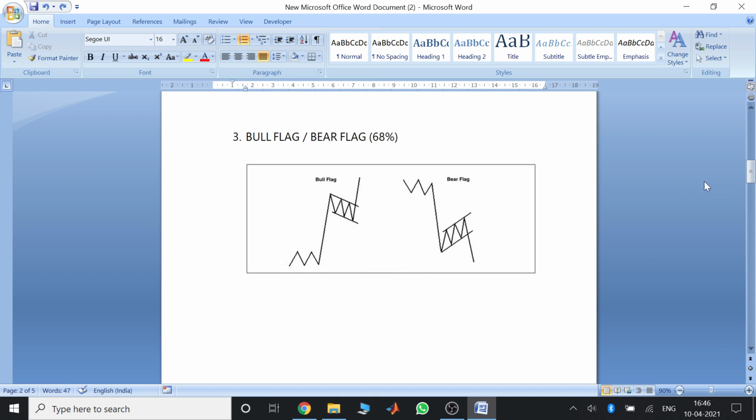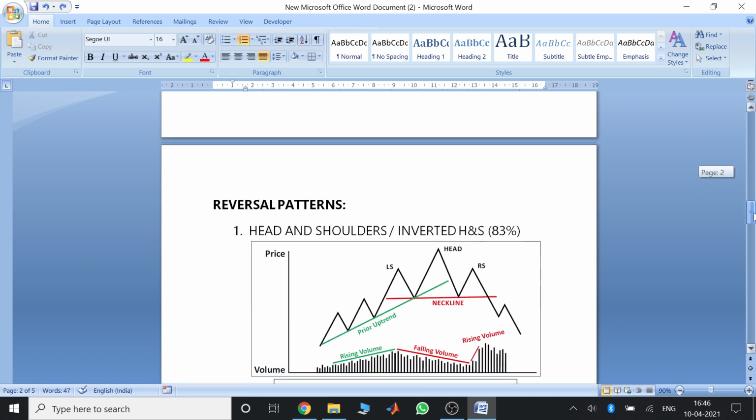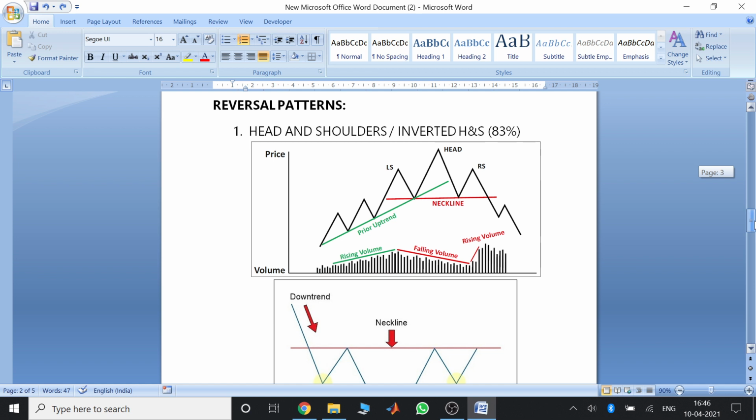Now these are the main important continuation patterns. Now let us look at some reversal patterns. So the first and most important reversal pattern, the head and shoulders pattern, with a success rate of 83%, which is very, very high. So what is a head and shoulders?